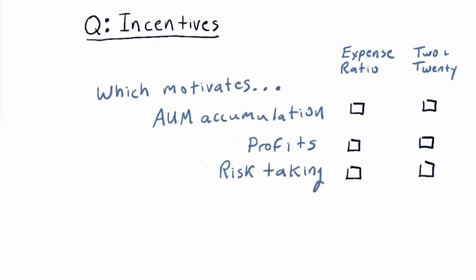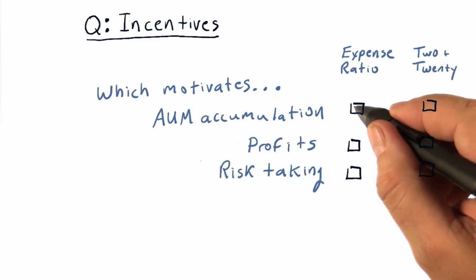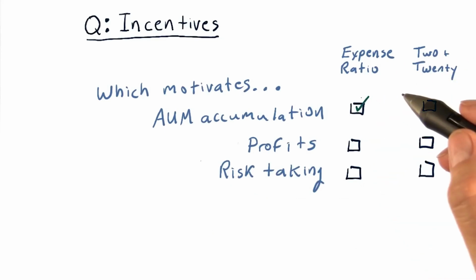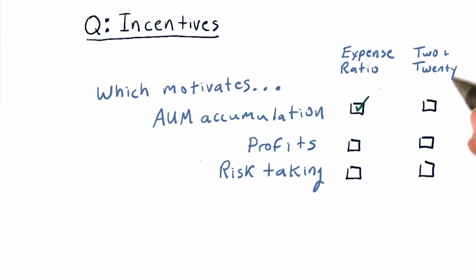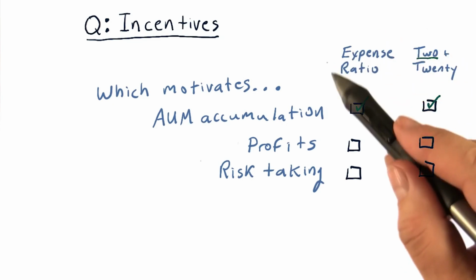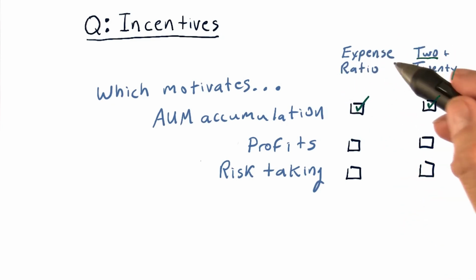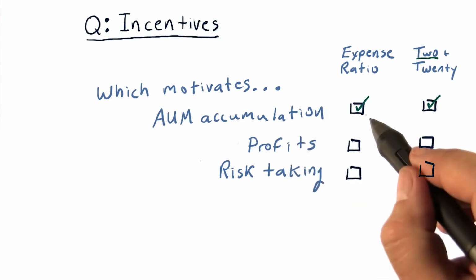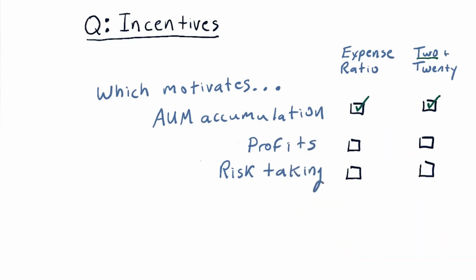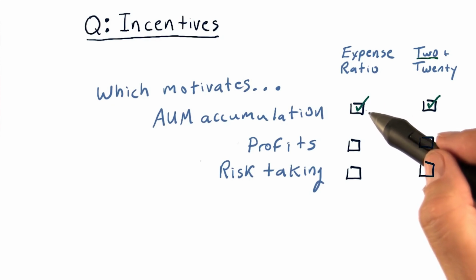Give it a go. With regard to accumulating assets under management, the expense ratio approach really most strongly motivates that, although I wouldn't count too much off if you also clicked 2 and 20, because of course the 2 part of 2 and 20 is assets under management. But if you were strictly driven by expense ratio, you're going to be applying most of your energy towards accumulating assets so that you'll have a higher return. In other words, as a portfolio manager, you'll get more money.